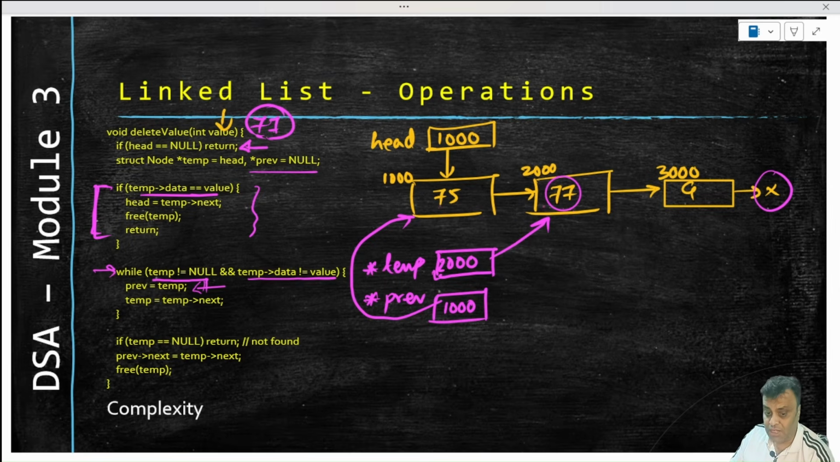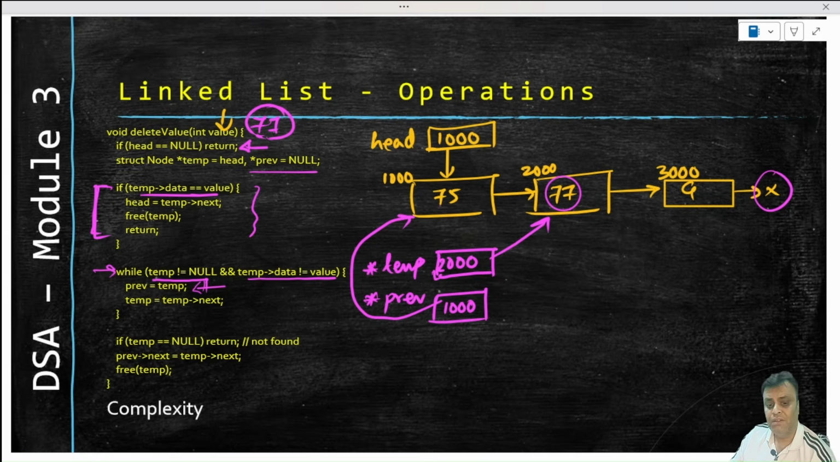We have not checked whether the temp data is 77. That will happen in the next iteration, right? The first iteration checked temp here, 75. So 75 was checked, it was not matching. So temp moved forward, and whatever temp was pointing to, we stored that into previous. So now this is the situation that is there.